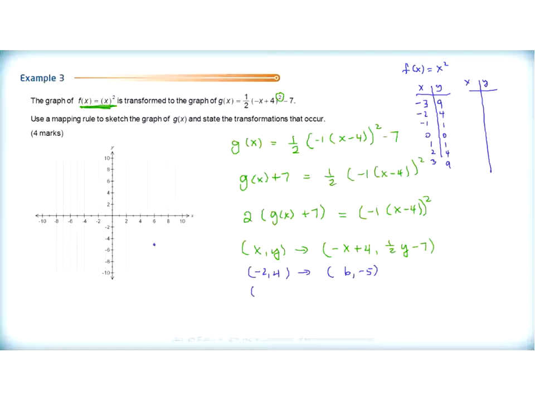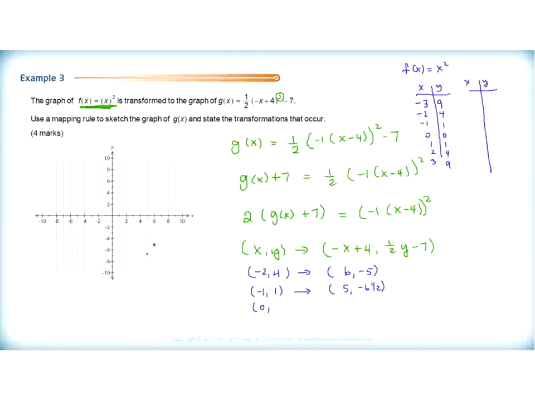Let's choose the point -1, 1. And let's see where that maps to. -1, 1 is going to give me a 5, because a negative of a -1 is 1 plus 4 is 5. Plug in 1, I'll have a half subtract 7. Half subtract 7 is -6.5. So 5 and -6.5. Right there.